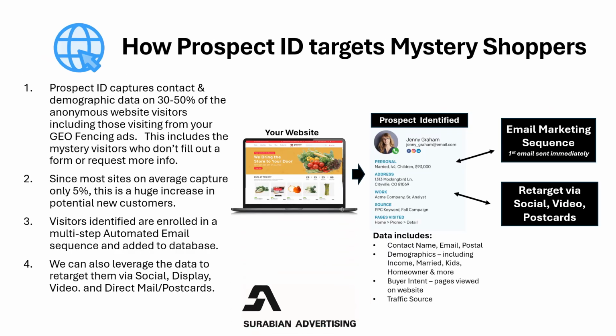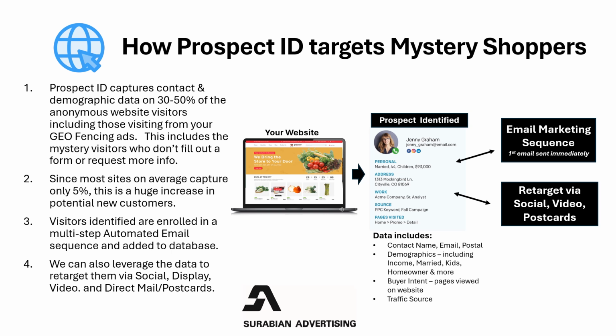All right, now here's how Prospect ID targets those virtual mystery shoppers who are coming to your site. So we're able to capture 30 to 50% of those anonymous website visitors. We're getting contact and demographic data. So this is folks coming to your site from your geofencing ads, as well as any other marketing you're doing. Maybe you're getting found on Google. These people are coming to your website. And this includes those mystery visitors who don't fill out a form or request any more info. So they're on your site anonymously. Now, most sites on a good day are only going to capture about 5% of visitors. So this represents a huge increase in potential new customers we're able to identify and target.